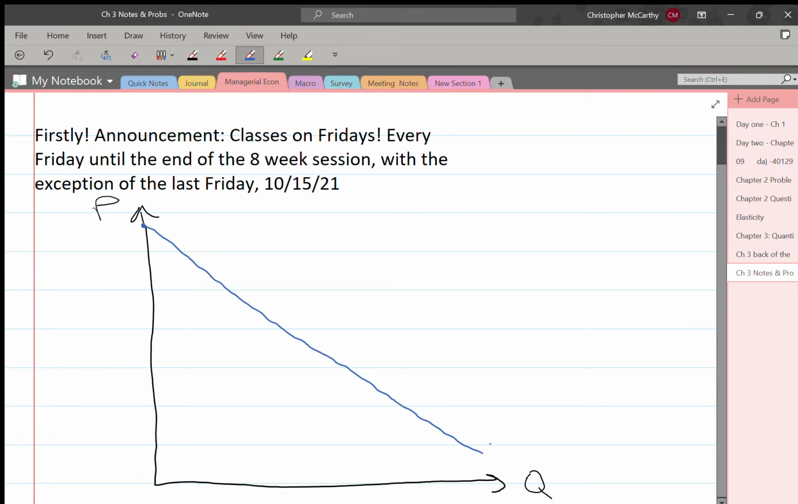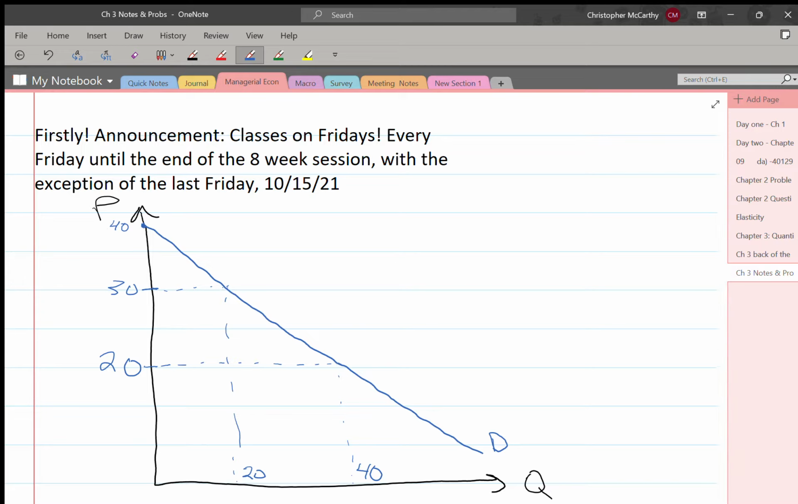And we find that we get a demand curve here that starts at $40. We're given a point here, 30 and 20. And we're given a point here, 20 and 40. So right now, before we do anything else, I would like you to calculate the own price elasticity of demand between these 2 points on the demand curve.